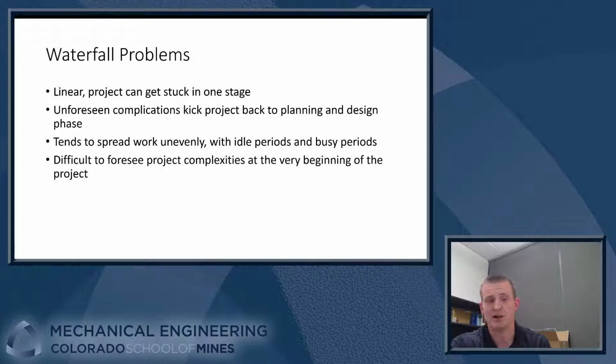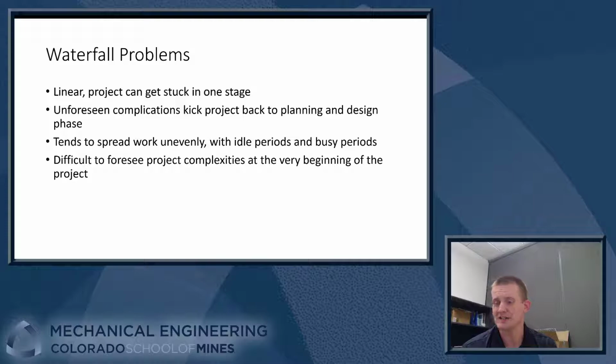It's a linear process, so the project can get stuck at one stage. If you have a dependency in your project and it turns out that making the drawing for your machine part was more difficult and took more design work to get done, then you can't send that part to the machine shop and you're stuck in this one stage until you can get it all done. If you have unforeseen complications where you find out your design's not going to work after all, it can kick the project way back to the planning and design phase, and you have to start all over again.